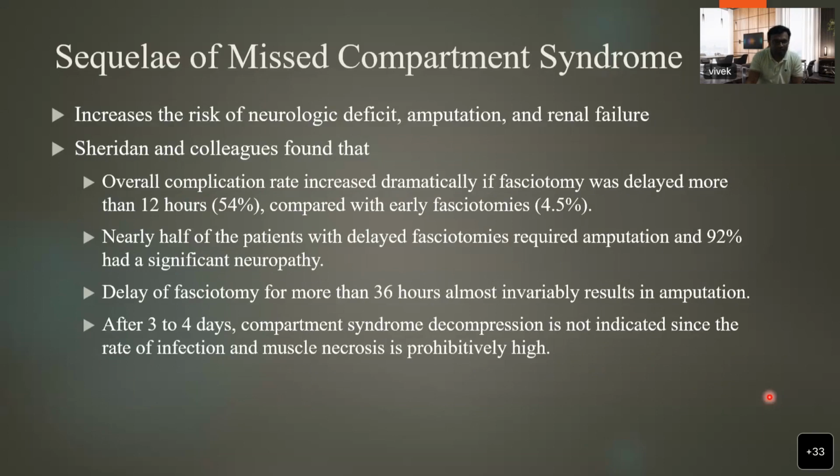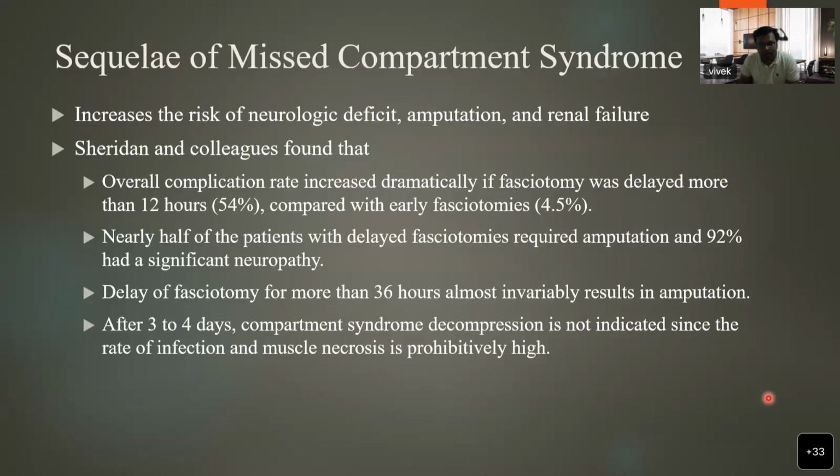What happens now if you have missed the compartment syndrome? It increases the risk of neurological deficit, amputation, and renal failure. Sheridan and colleagues found that overall complication rates increased dramatically if fasciotomy was delayed more than 12 hours compared to earlier fasciotomies, wherein only 4.5% of patients showed complications. Nearly half of the patients with delayed fasciotomies required amputation, and 92% had a significant neuropathy. Delay of fasciotomy for more than 36 hours almost invariably results in amputation.